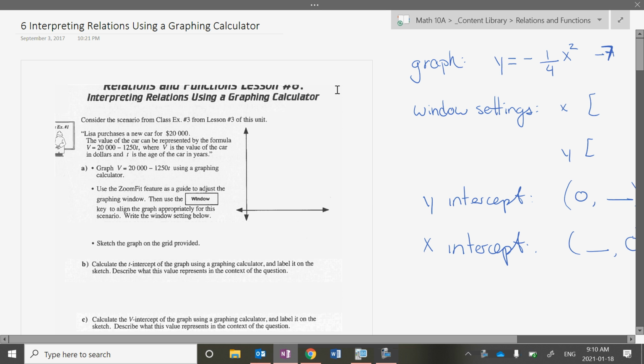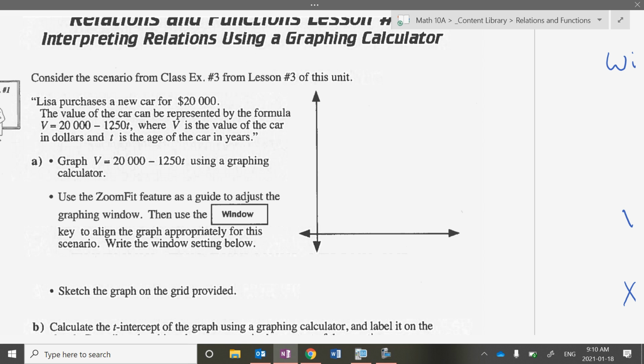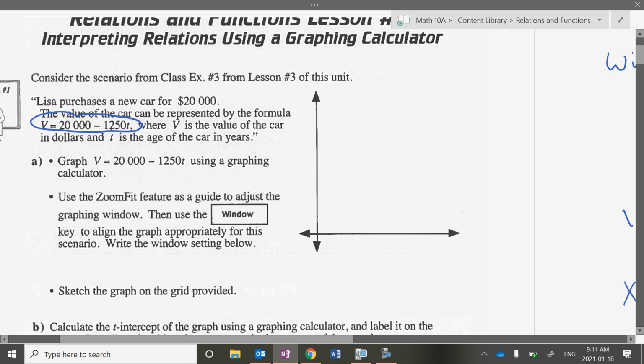So page 449, lesson 6. This is using an example from lesson 3 where I was talking about the car and how car values depreciate. So the context again, just because if you don't remember, Lisa purchased a new car for $20,000, and it can be represented by the formula V = 20,000 - 1,250T, where V is our value in dollars and T is the age of the car.